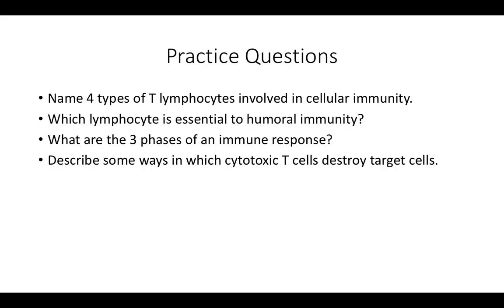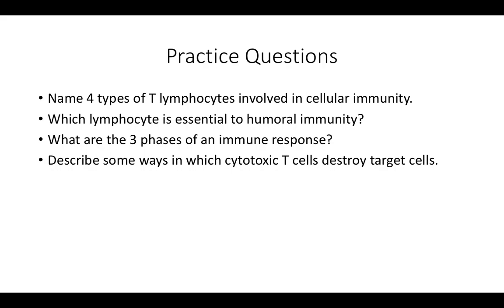And then what are the 3 phases of an immune response? What are the 3 R's? We have recognition, we have react, and then we have remember. Okay, so in cellular immunity, there are 2 parts to recognition: antigen presentation and then T cell activation. So talk about each of those.